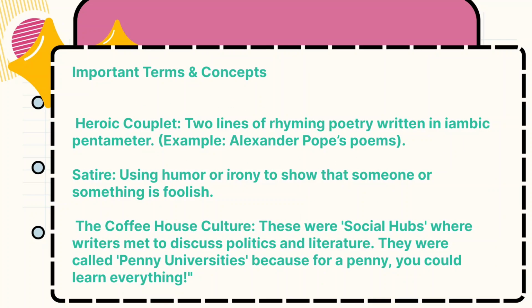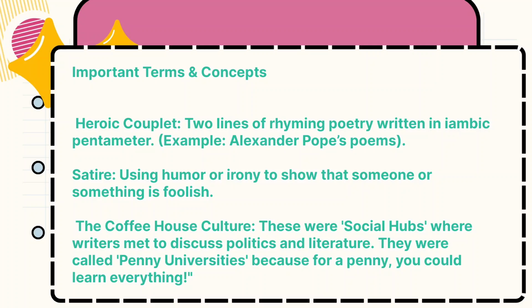Important terms and concepts. Let's look at 3 difficult terms you might see in your paper. Heroic couplet, 2 lines of rhyming poetry written in iambic pentameter. Example, Alexander Pope's poems. Second, satire, using humor or irony to show that someone or something is foolish. Third, the coffee house culture. These were social hubs where writers met to discuss politics and literature. They were called penny universities because for a penny you could learn everything.